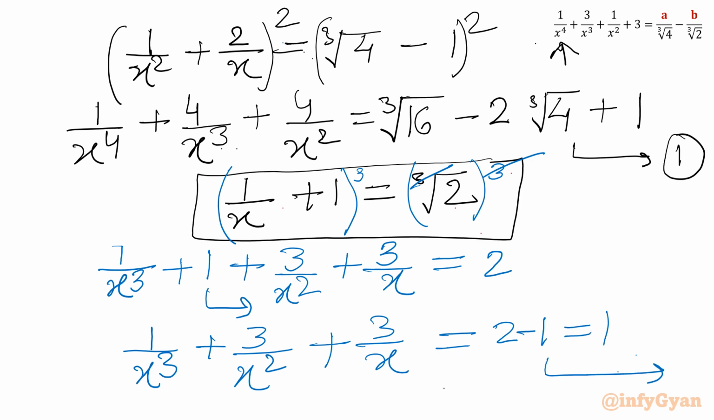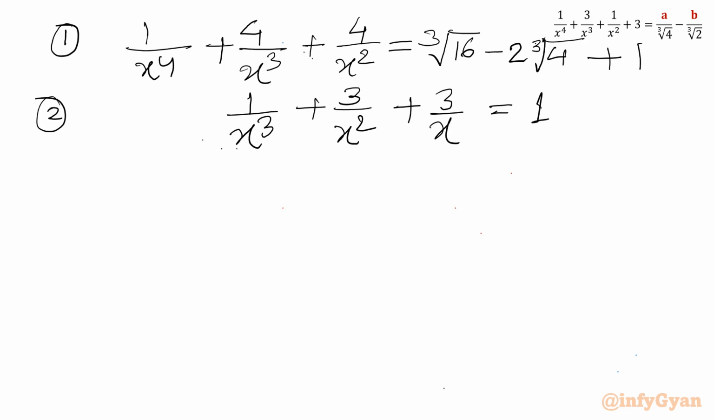I will call this our equation number 2. Now you can see equation 1 and 2. Now I will take away the second equation from the first one. Let me write both the equations first. Now here we have equation 1 and 2. Now I will perform operation 1 minus 2.